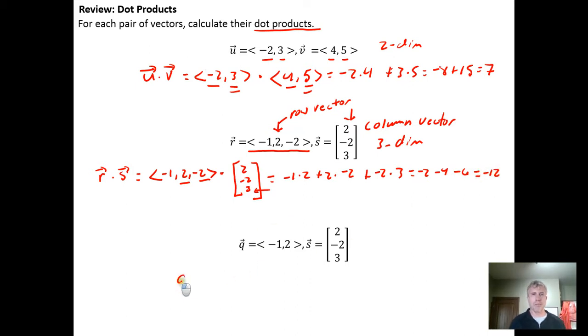Here, if we try to calculate q dot s, what we will discover is that this dot product does not exist because this vector is a two-dimensional vector and this vector is a three-dimensional vector. Because they don't have the same dimension, we cannot take their dot product.